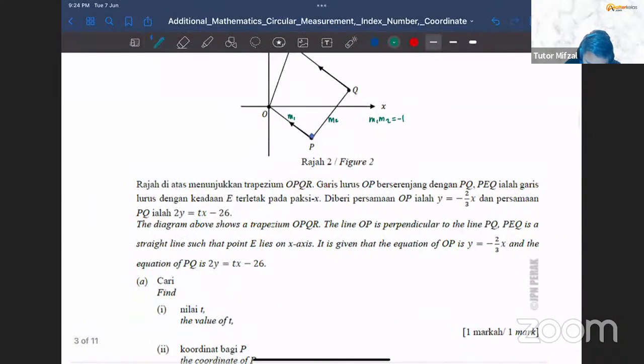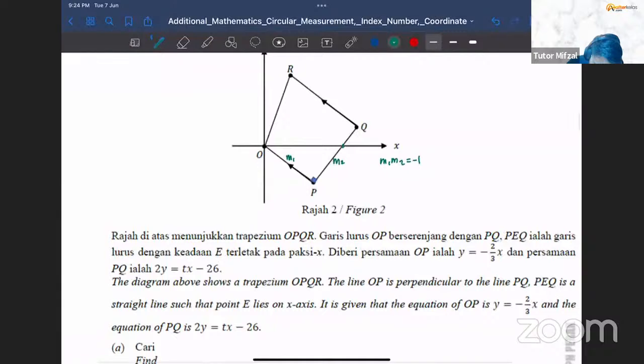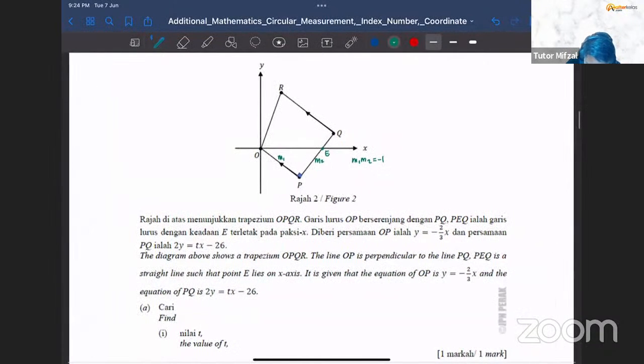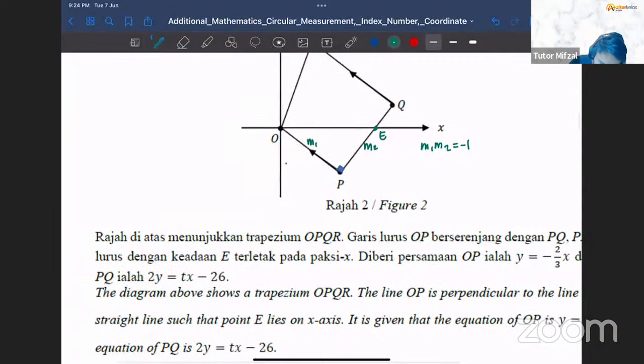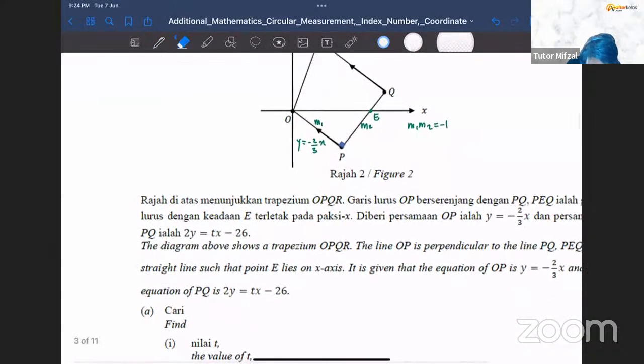Apa lagi yang kita tahu? PEQ is a straight line. PEQ, where is PEQ? It's a straight line such that point E lies on the x-axis. So this is E, because E lies on the x-axis. And it is given that the equation of OP is y equivalent to -2 over 3x. Good thing we already know what M1 is then.